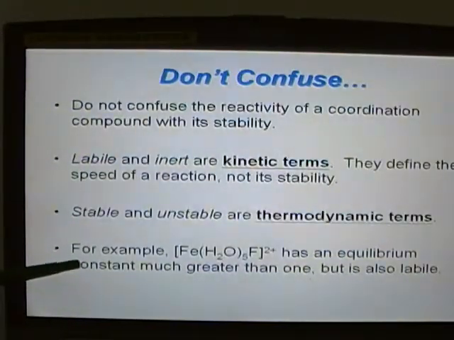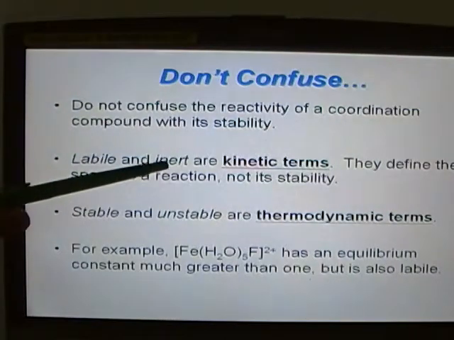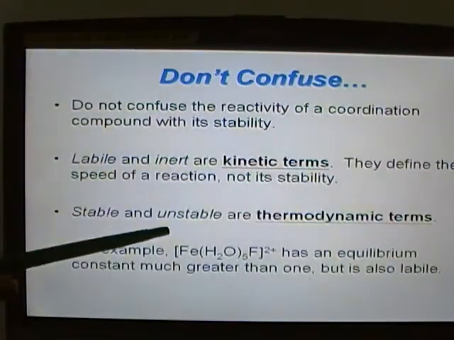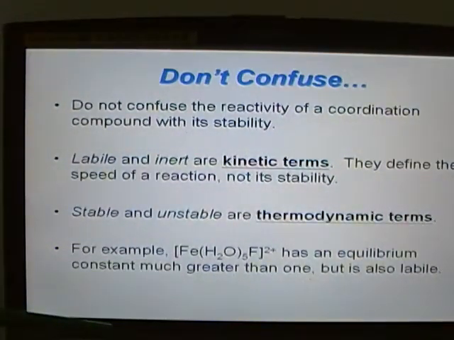Now, I don't want you to confuse kinetics and thermodynamics. You should never confuse the reactivity of a coordination compound with its stability. Reactivity is a kinetic term. Stability is a thermodynamic term. So labile and inert are kinetic terms. They define the speed of the reaction, not the stability of the reactants or the products. Stable and unstable are thermodynamic terms.